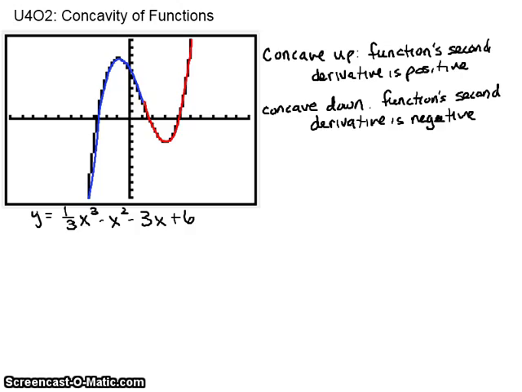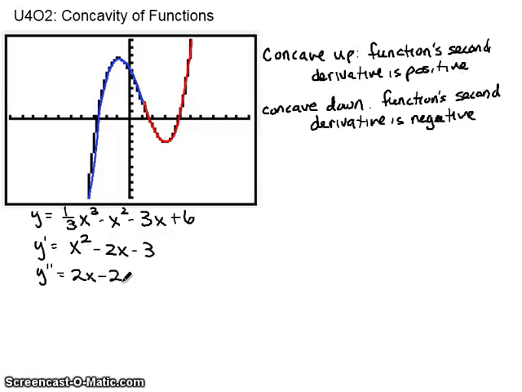So, to find where we are concave up and where we are concave down, we want to look at our definition. It deals with the second derivative. So we're going to take the second derivative of this function. A second ago we found out that y prime, the first derivative, was x squared minus 2x minus 3. So our second derivative is going to be 2x minus 2.